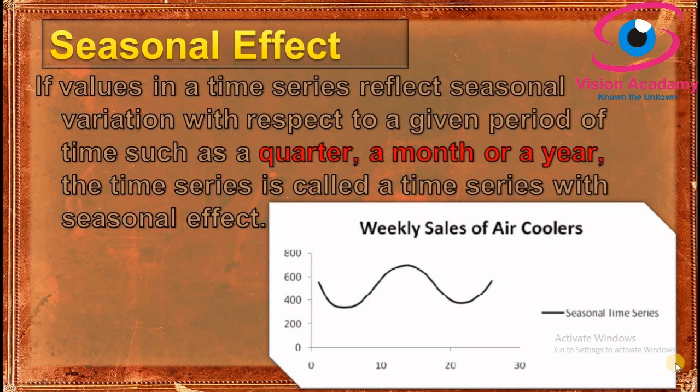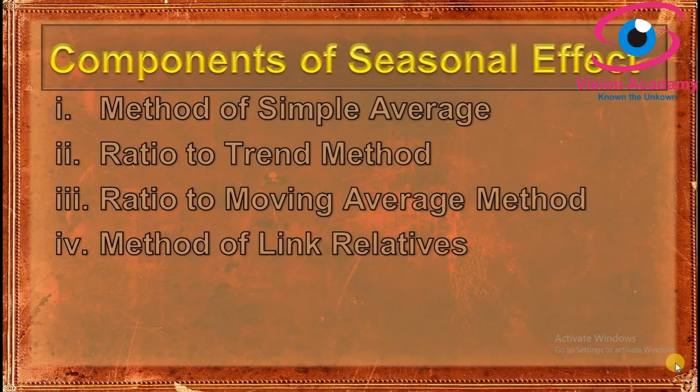Now let us see the methods of seasonal effect. What are the methods we use under seasonal effect? So we have four methods. One is method of simple average. Here we take simply the average of data, maybe 3 years average, 4 years average and 5 years average, and then we will come to a conclusion. And also we have ratio to trend method, ratio to moving average method, and method of link relatives.